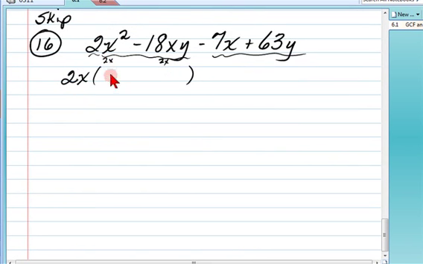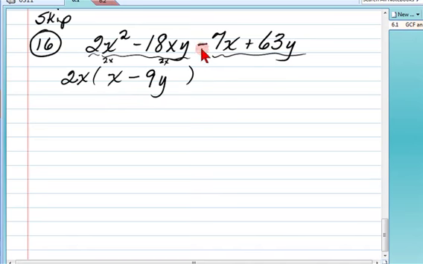2x goes into 2x squared x times. 2x goes into 18xy minus 9y times. Now, I feel pretty confident that when I work on the second group, I better end up with an x minus 9y. Okay, I better. I just already know that.